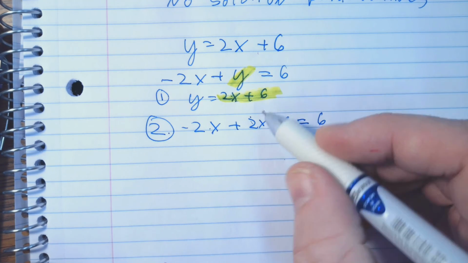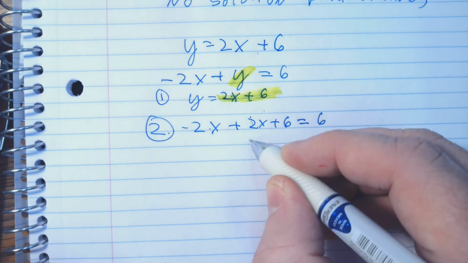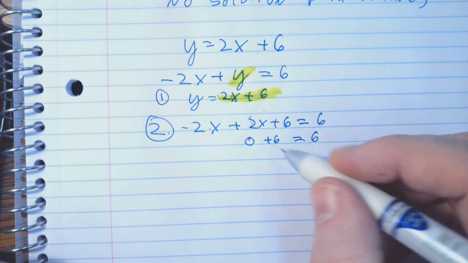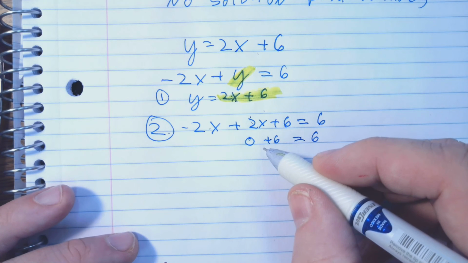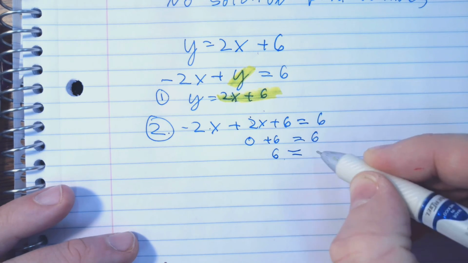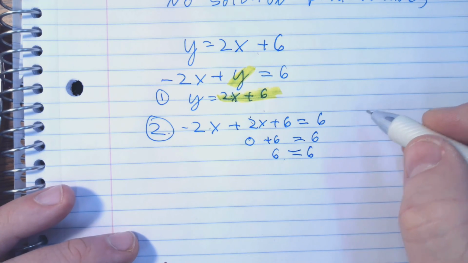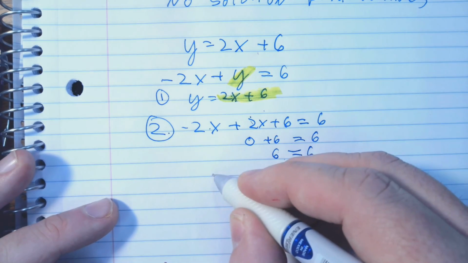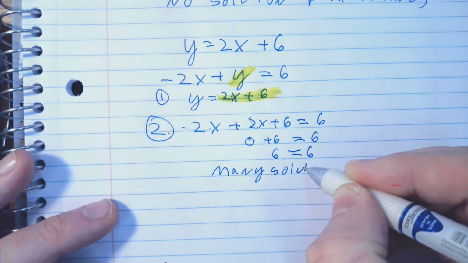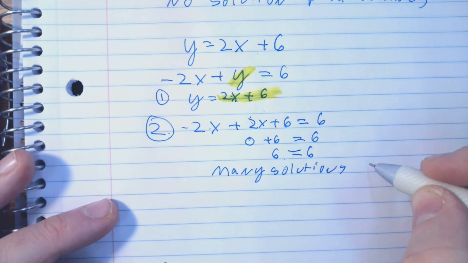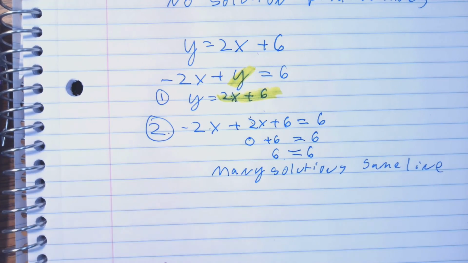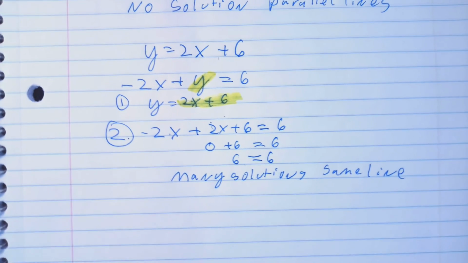Negative 2 plus 2 is what? Plus 6 equals 6. Okay, that's bad. My x's are gone, aren't they? So, tell me, does 6 equal 6? Okay, so there is a solution. This one was going to be many solutions. Same line. Okay? So those are the two things we're kind of adding.